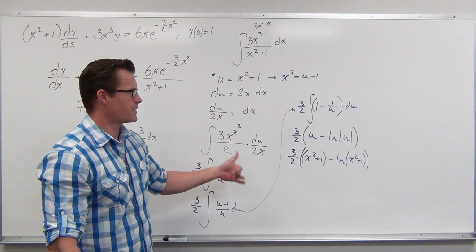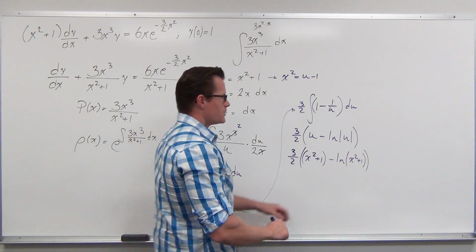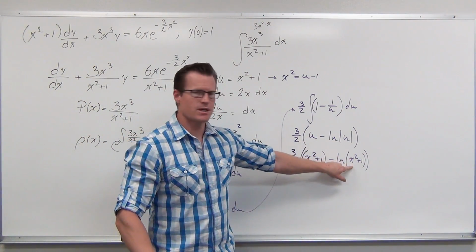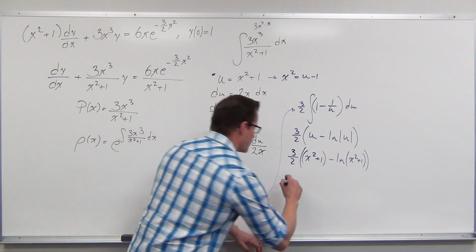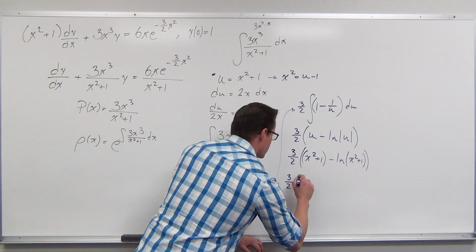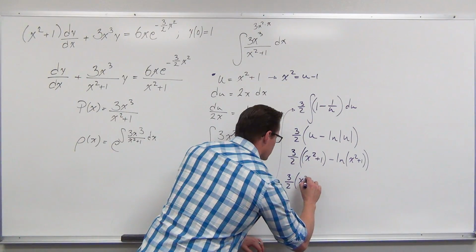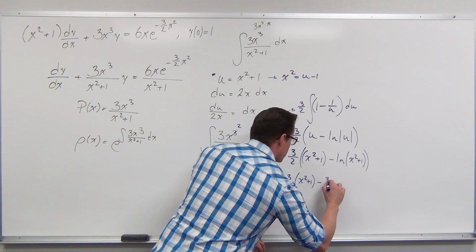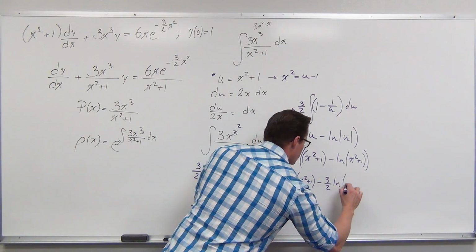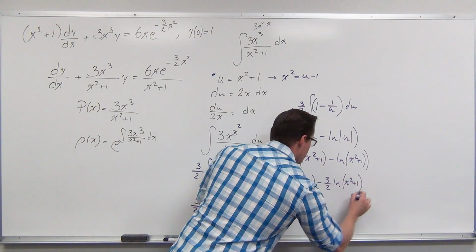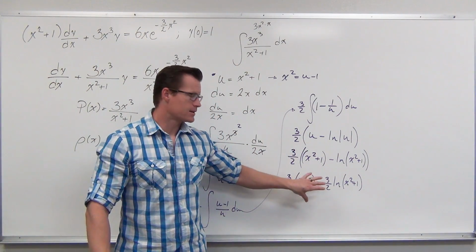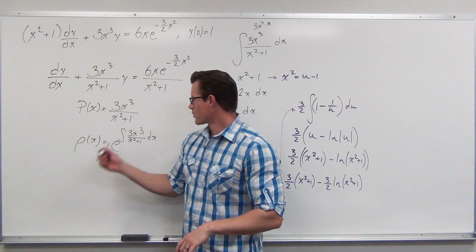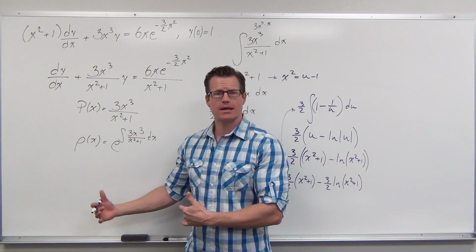And if we distribute that 3/2, notice I'm gonna drop my absolute value because x squared plus 1 can't be negative with real numbers, so we don't even need that. Now, that looks really nasty. That is just the exponent of what we're going to have to multiply by. So we're going to come back here in just a minute.